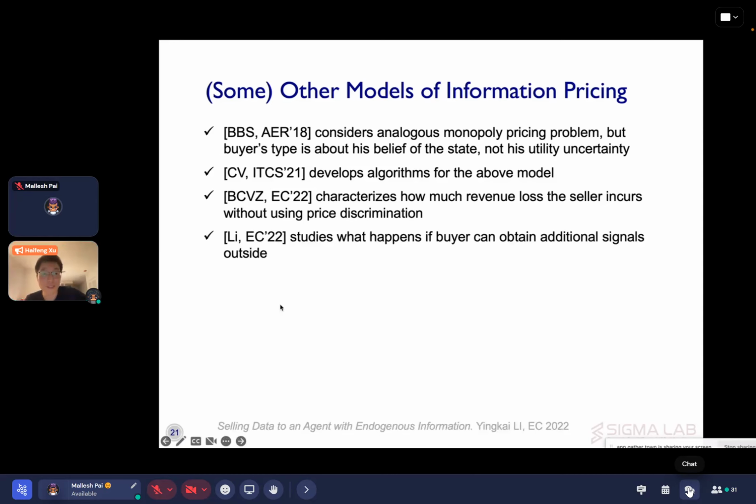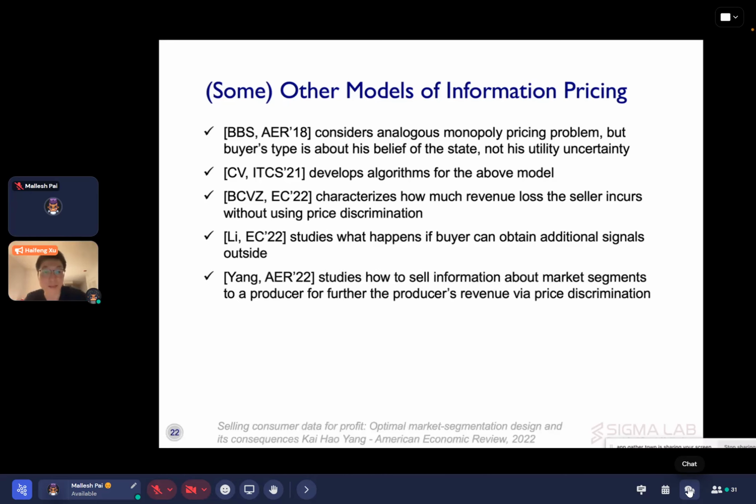And another paper studies what happens if the buyer can obtain an additional signal about the information before coming to your mechanism. And another paper by Kai-Hao Yang is in a more structured setup, and he studies how to sell information about the market segments to a producer, so that the producer can further price discriminate the consumer. So how to sell such market segment information to the producer.